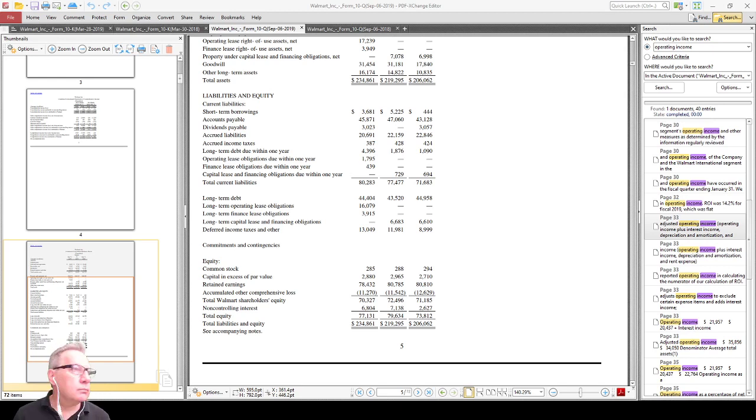Long-term debt due within a year is 1090, and then that's it. Capital lease and financing obligations due within a year. Yep, all of that is anything that has interest: 694. Okay, now go to the long-term ones.